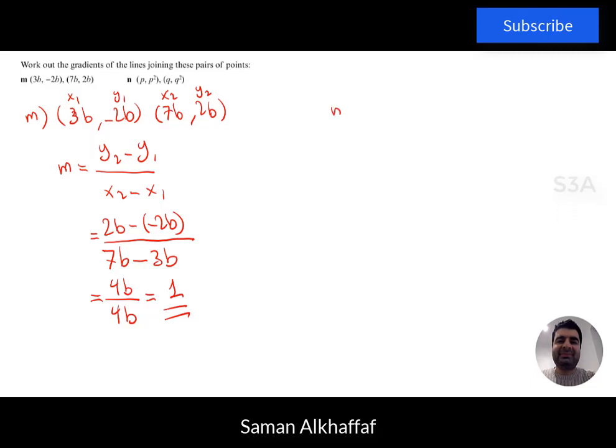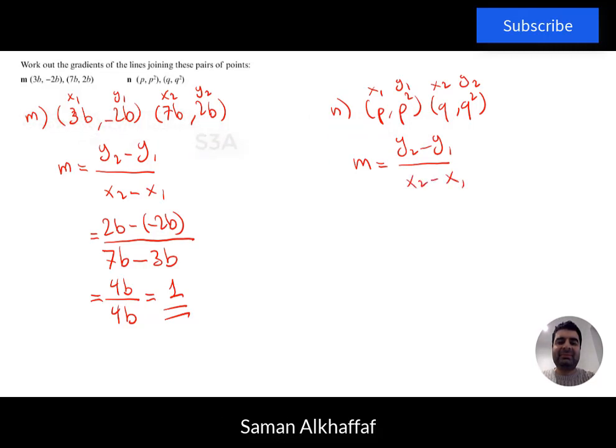In this example, we're looking at the points p and p squared, which are expressed as x1, y1, and the second point, q and q squared, which are x2 and y2. So the gradient will be y2 minus y1 over x2 minus x1. So we would have q squared minus p squared over q minus p.